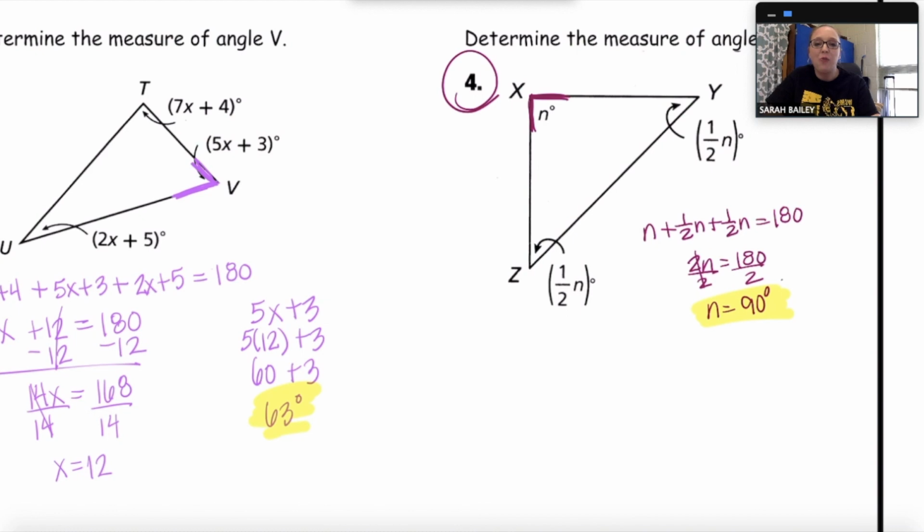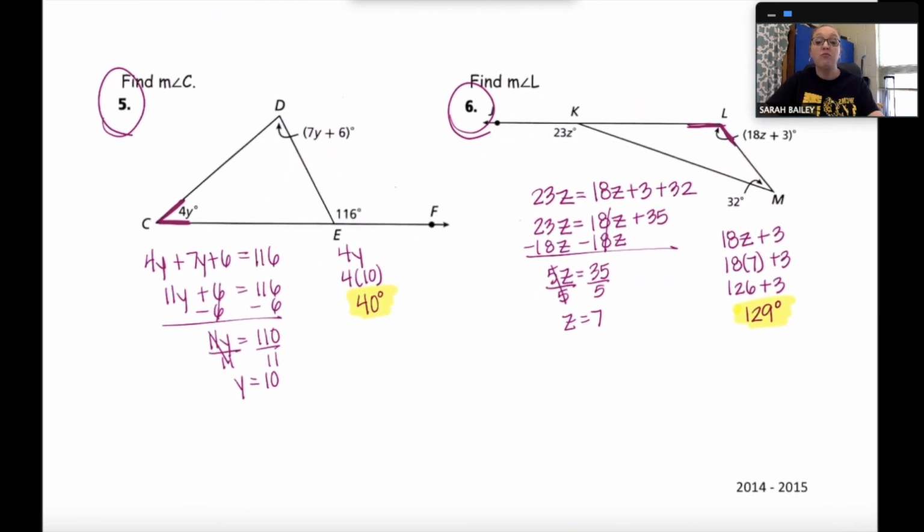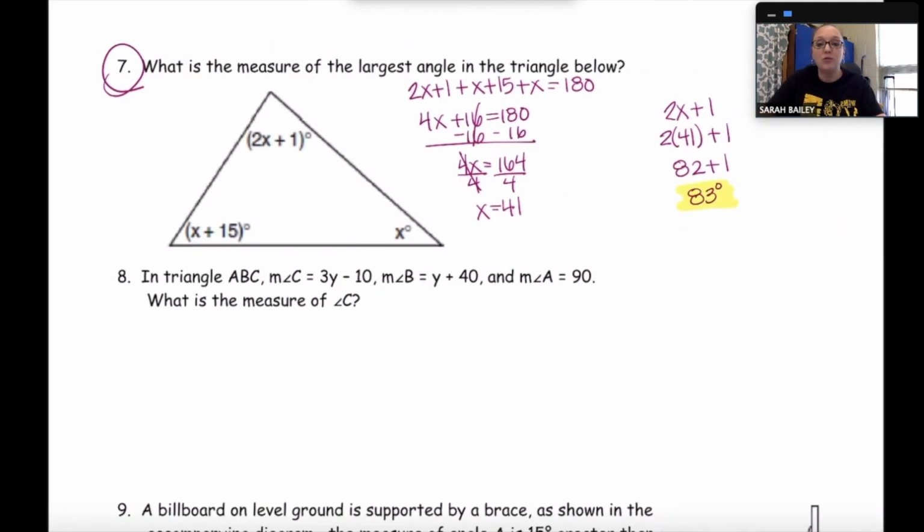Welcome back. Hopefully you did well on these problems. So I'm going to show you the answers, and you'll need to pause the video periodically so that you can check your answers. So here's number 4. Here are problems 5 and 6. Remember to pause the video. And here's number 7.